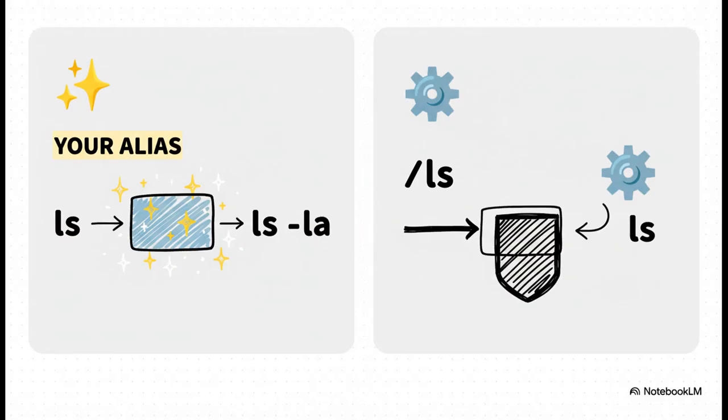The answer is ridiculously simple. You just put a backslash right in front of the command. That's it. So if your ls alias is set up to run ls -la, typing \ls tells the shell, hey, ignore the alias this time, and it'll run the default ls command. It's a quick and easy escape hatch.